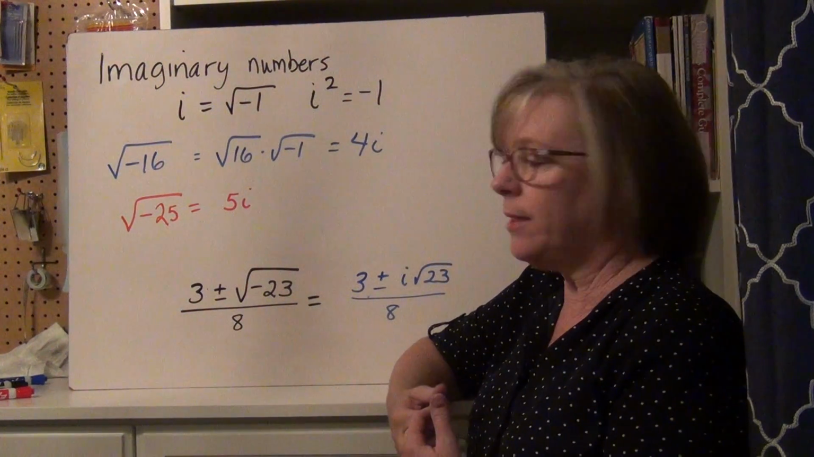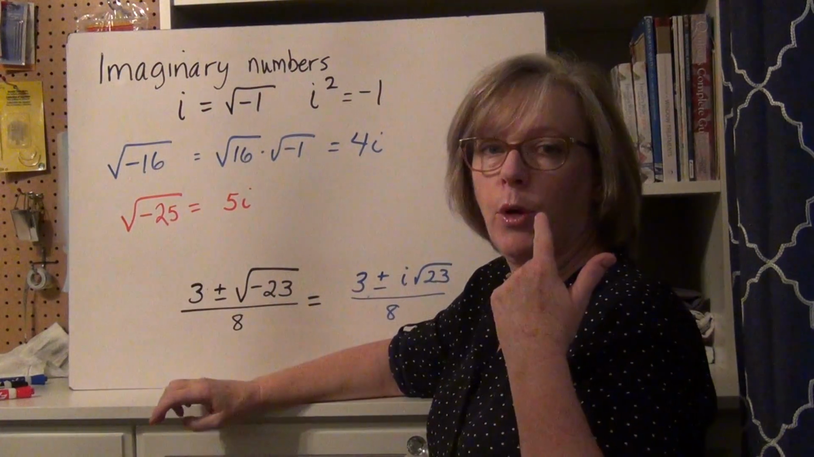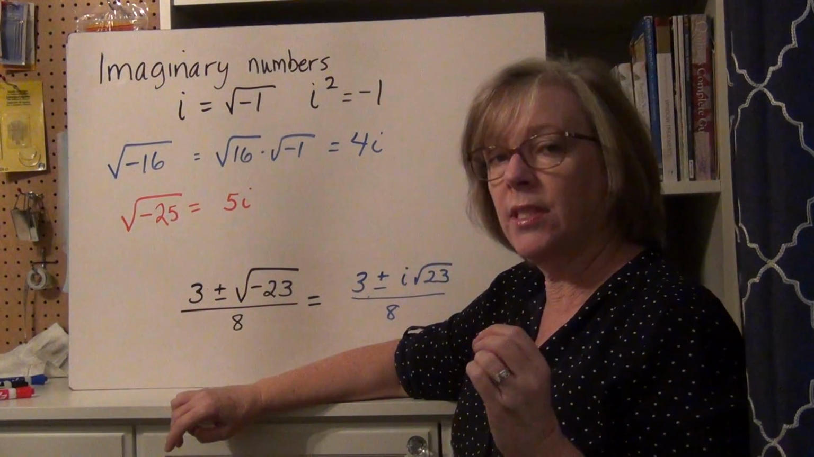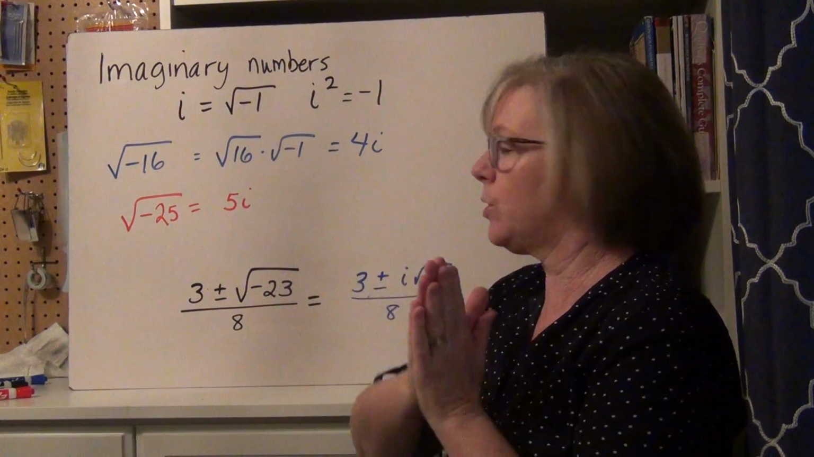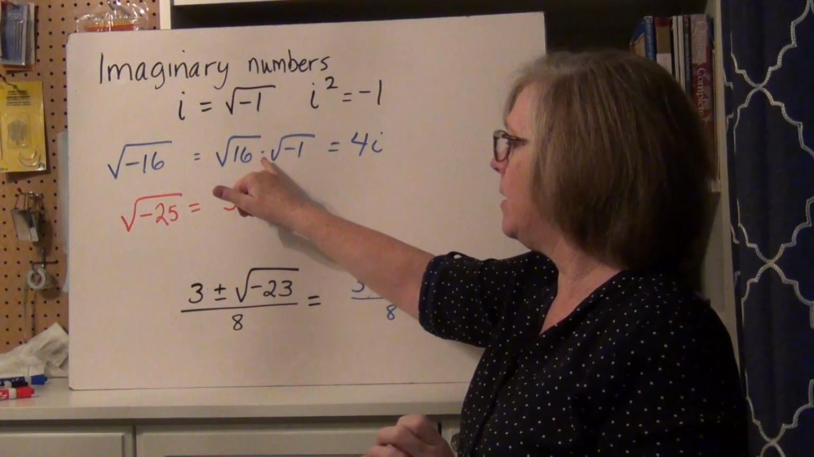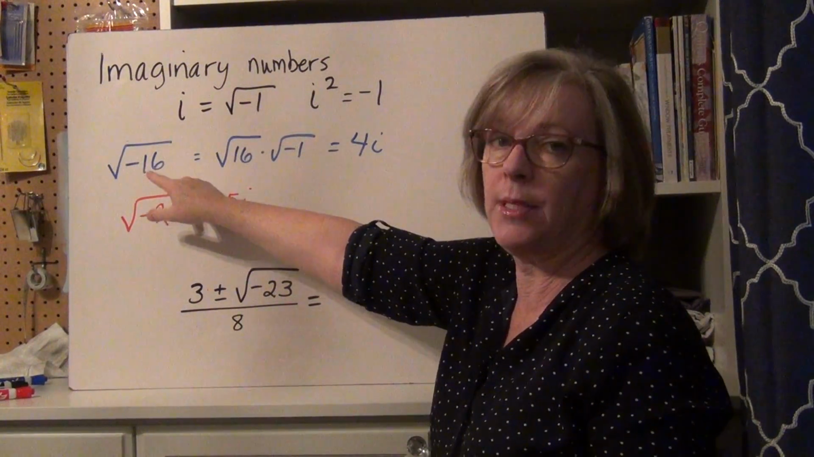Now, how do I use it? When I see something like the square root of -16, first thing you notice is, oh my goodness, I have a negative sign inside the radical. But we're going to split it and treat it as sort of two square roots. It's really the square root of 16 times the square root of -1, right? Because -16 is really 16 times -1.